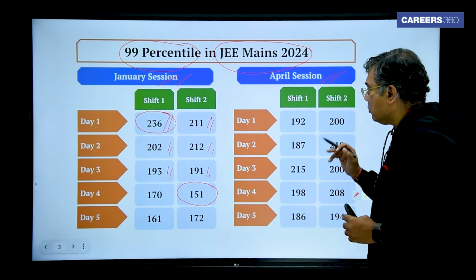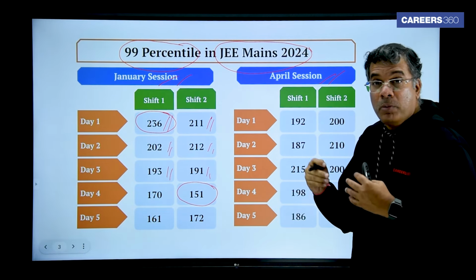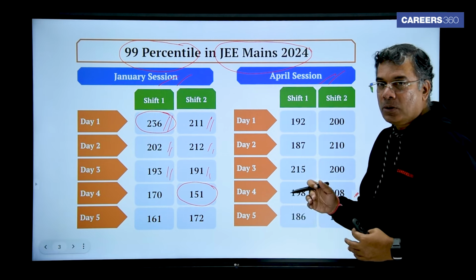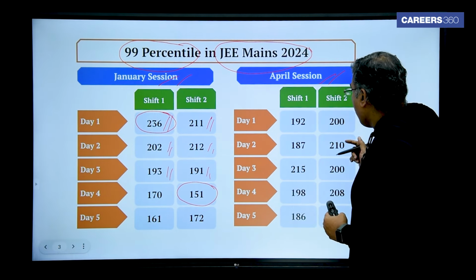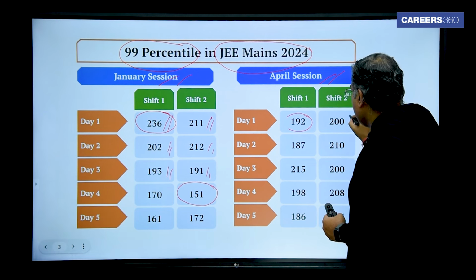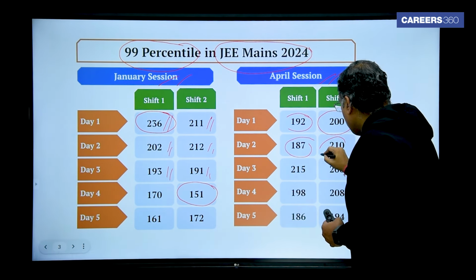So by the April session, which comes after Jan, many of you would also be appearing for that. My request to you is please appear for the April session also. Don't give it up. Now, when you went to the April session, in shift 1 it was 192 for 99 percentile. Shift 2 was 200, and then 187 and 210 and so on.